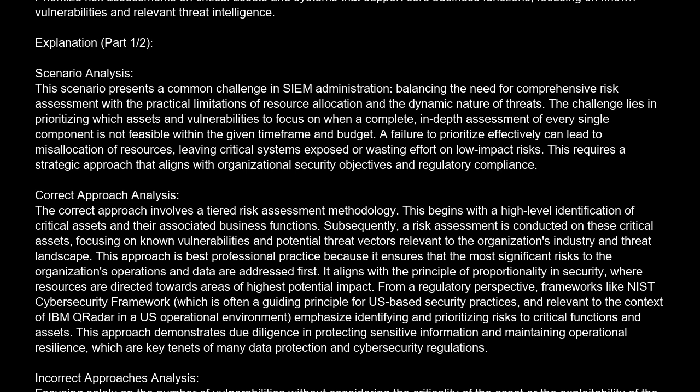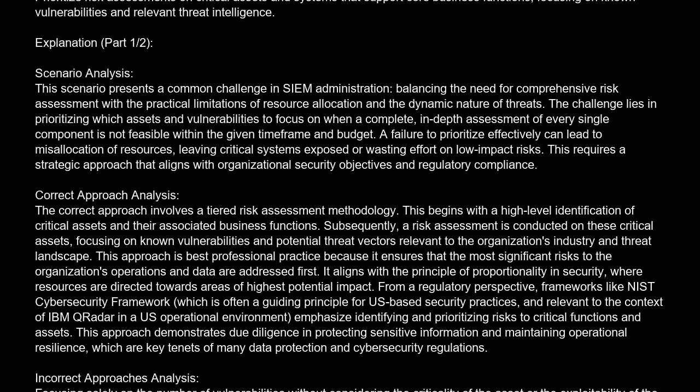Correct approach analysis. The correct approach involves a tiered risk assessment methodology. This begins with a high-level identification of critical assets and their associated business functions. Subsequently, a risk assessment is conducted on these critical assets, focusing on known vulnerabilities and potential threat vectors relevant to the organization's industry and threat landscape.